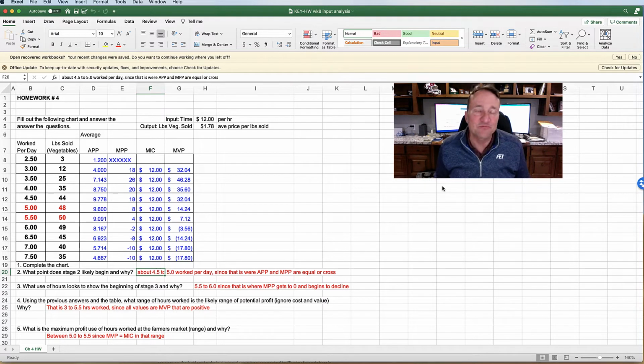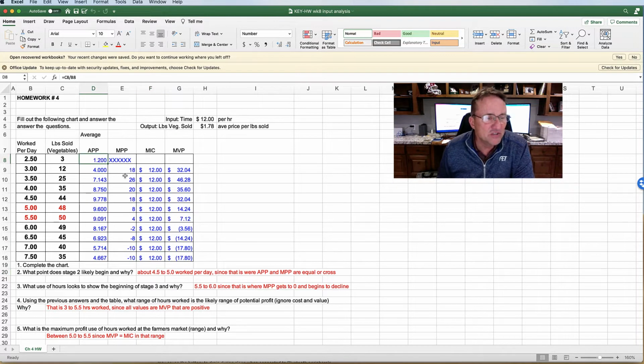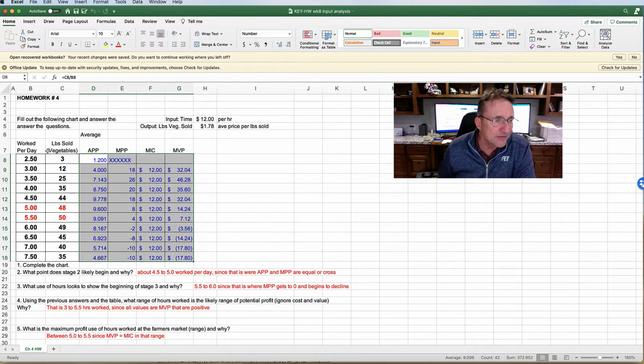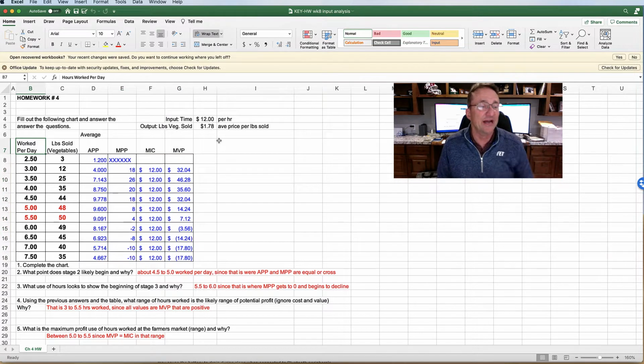So what we want to do is go over that homework, just show you how this would work. To do that, we're going to take a look at the homework. First of all, I've got some formulas already plugged in there. Let me go over them. This is a situation where we're looking at workers per day. That's the input. And the product is the pounds of vegetables sold.